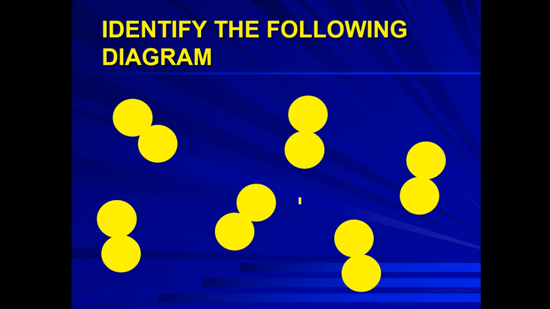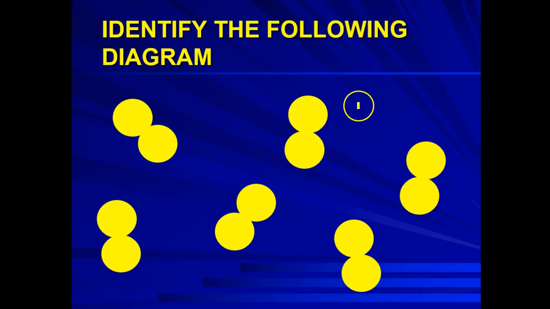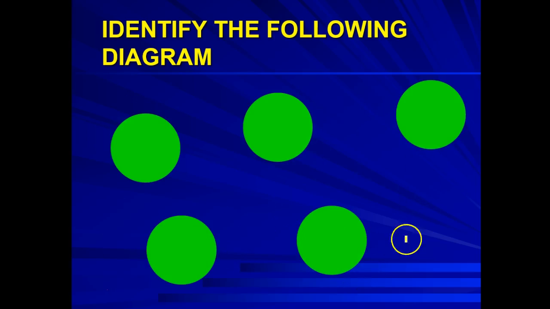I want you to draw this one. It says identify the following diagrams. So, for instance, this one here, this is an element. And I'm going to put an E here for element. These are diatomic molecules here, okay? So go ahead and copy this down. Make sure you use colored pencils. This one is also an element. I'm going to put an E here for element. It doesn't have as many, it's just one.